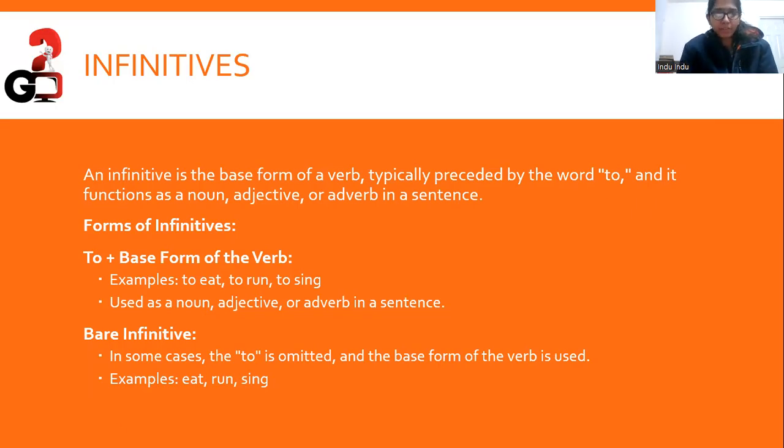Now, talking about bare infinitive, in some cases, the to is omitted. As I said, it is to plus the base form of the verb, but in some cases, the to is omitted and the base form of the verb is used. For example, eat, run, sing, right?